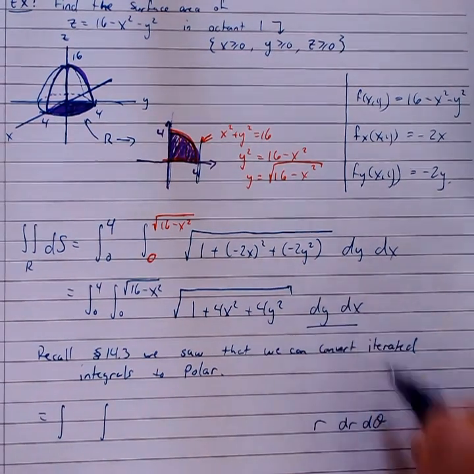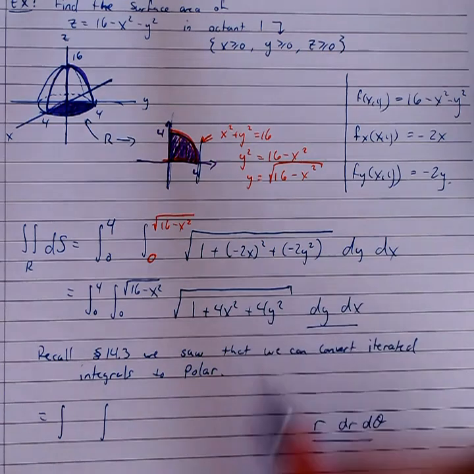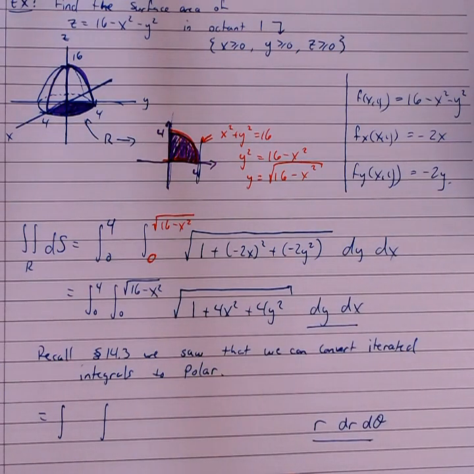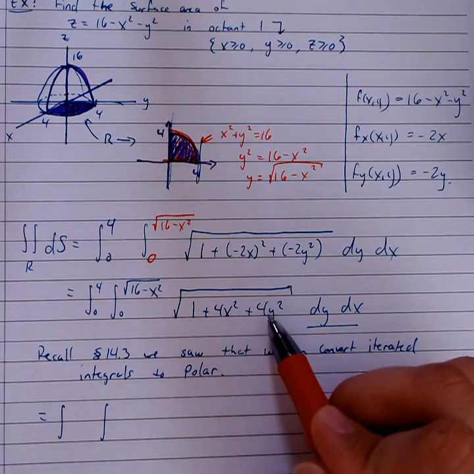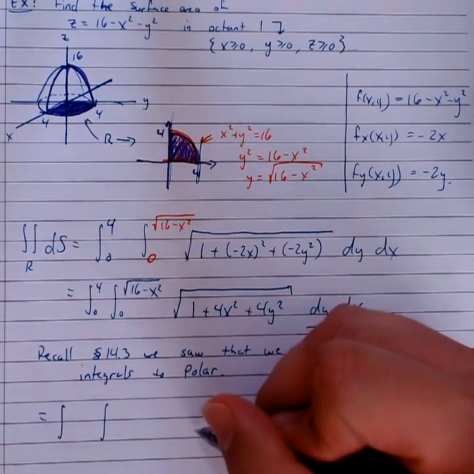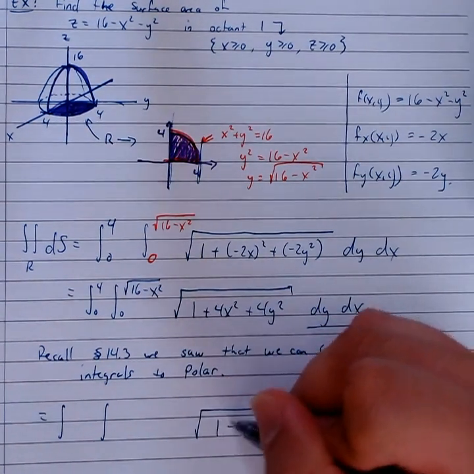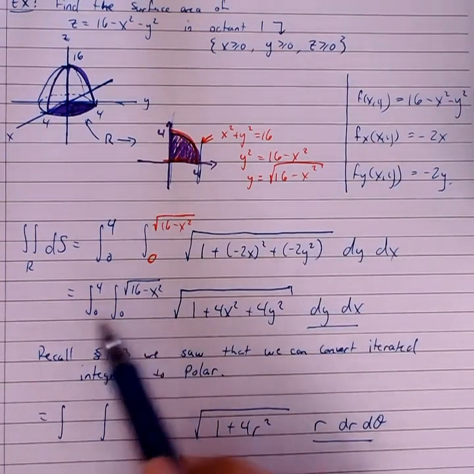So this becomes this. Okay. Now here, x squared plus y squared is equal to r squared, thinking back to trigonometry. But since that's being quadrupled, well, that'll be 4r squared. So we can write this as the square root of 1 plus 4r squared. Right? And now your boundaries.